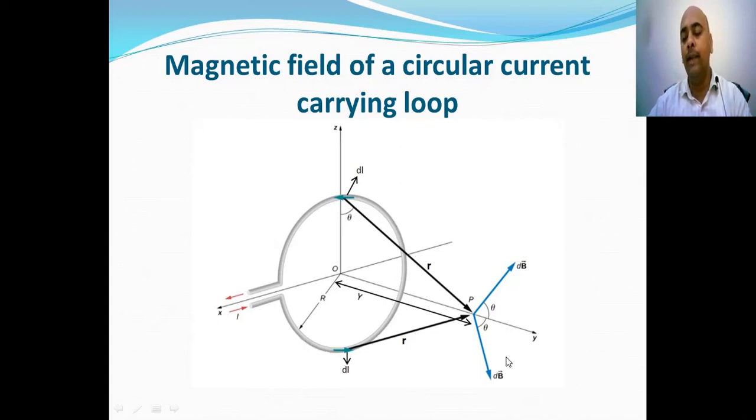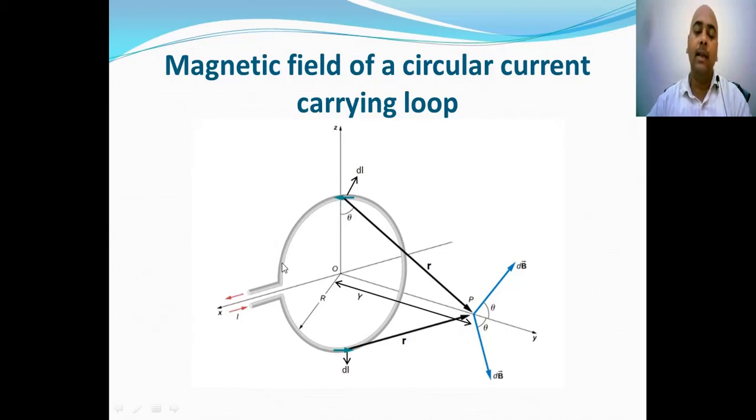We have to find the magnetic field at point P, which lies on the axis of this coil, and let us suppose point P lies along the y axis. The distance from the origin to point P is capital Y.